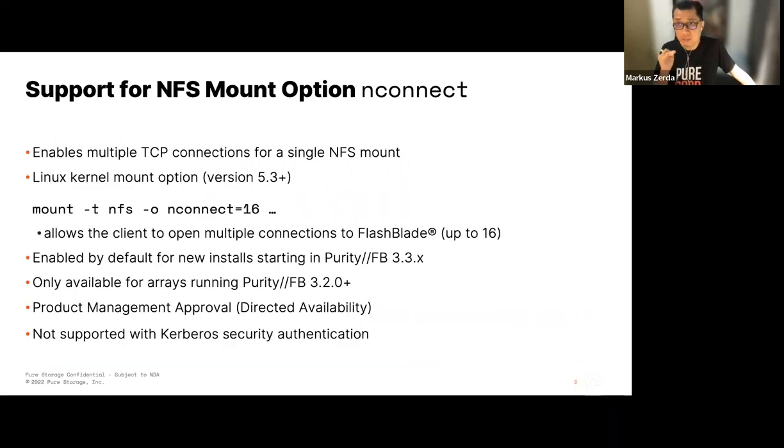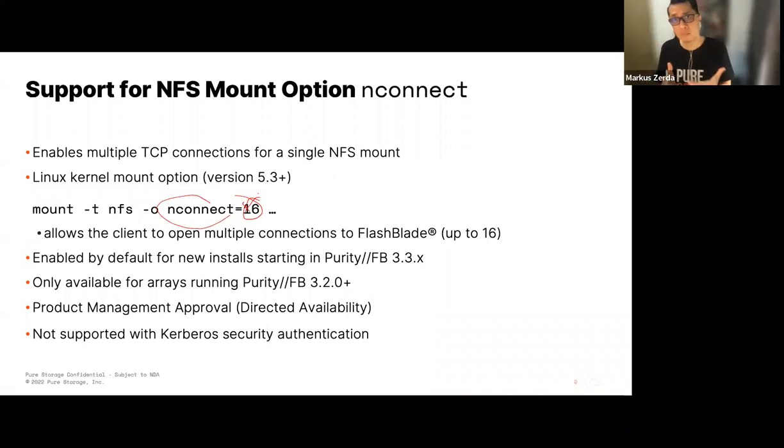Another thing a lot of our customers have been waiting for is the ability to use nconnect. Newer versions of Linux have a new mount option called nconnect. With nconnect, you can add the number of TCP connections, which is X here or 16 here. Remember, for ECMP, the hashing is based on the ports to select the blade.